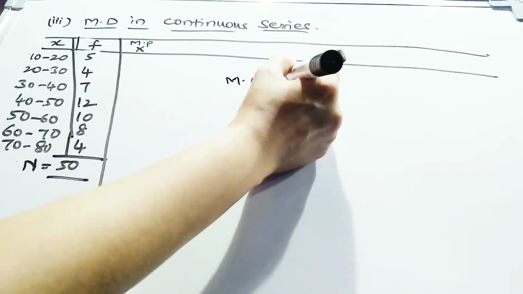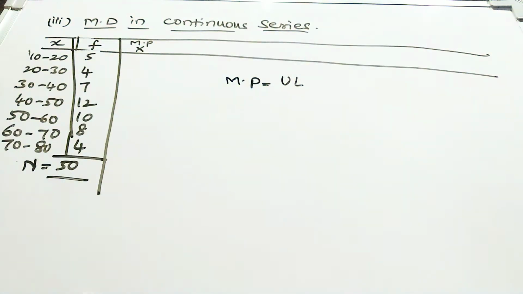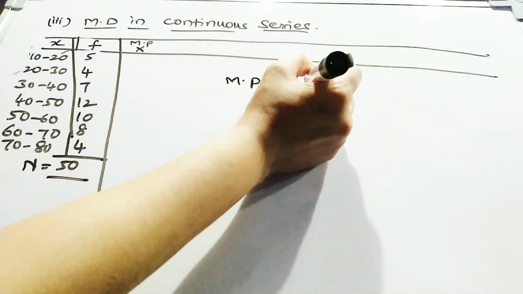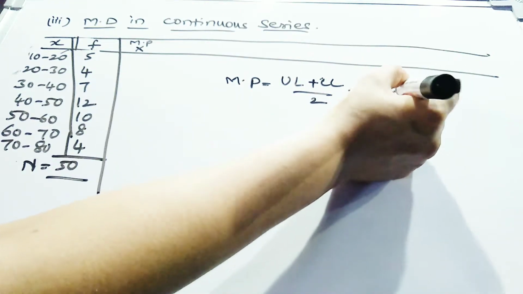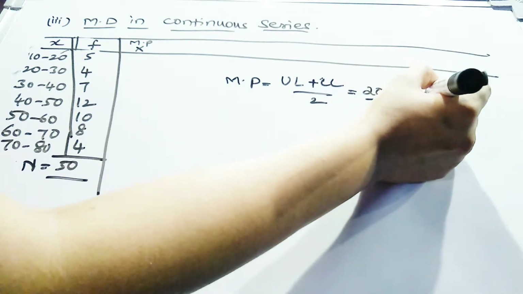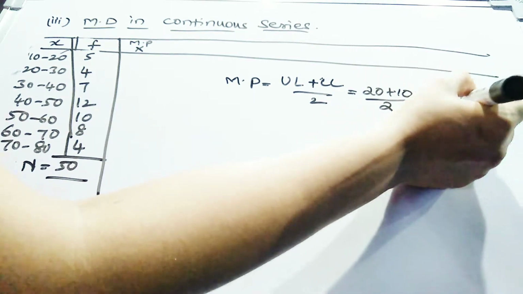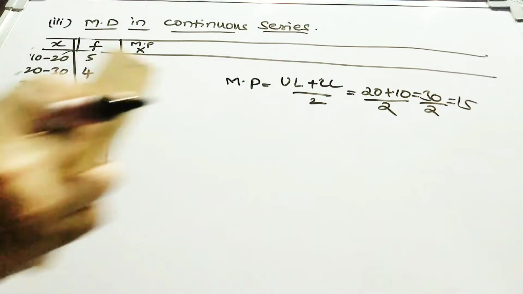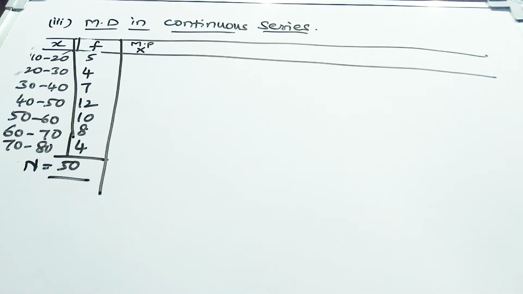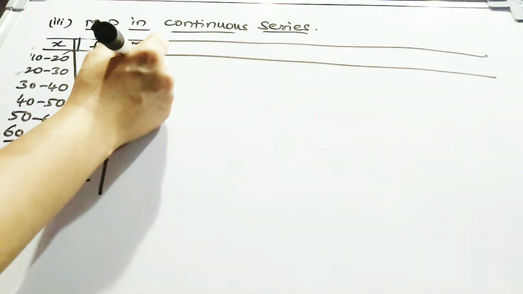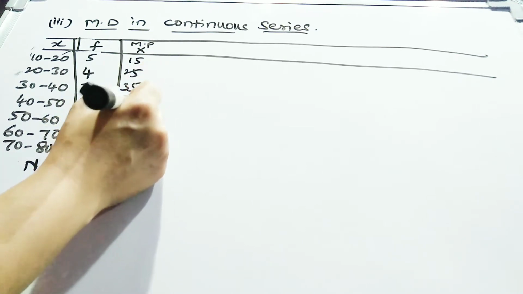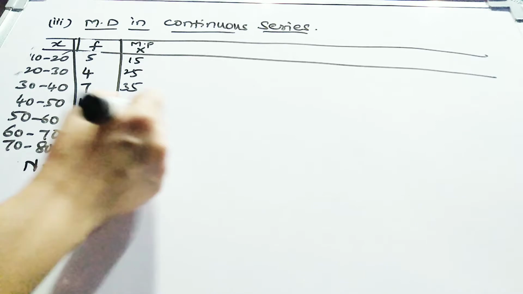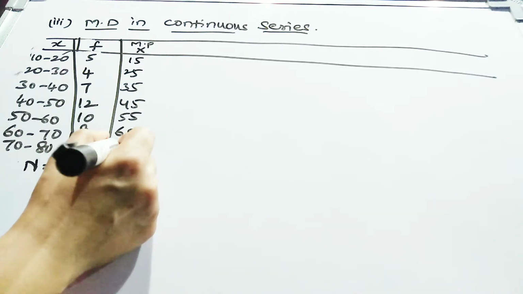Midpoint is the upper limit plus the lower limit, divided by 2. The upper limit is 20, the lower limit is 10, divided by 2. So what value will you get? 30 by 2 is 15. This is the method for finding midpoints or mid values. For 10 to 20 the mid value is 15, 20 to 30 is 25, 30 to 40 is 35, 40 to 50 is 45, 50 to 60 is 55, 60 to 70 is 65, 70 to 80 is 75.